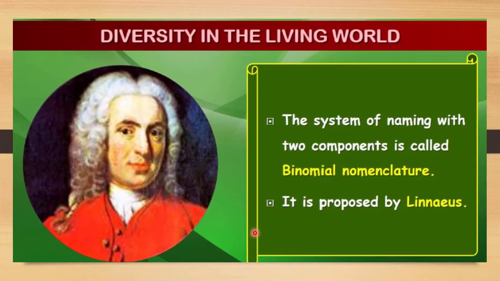The system of naming with two components, as I told you, Apis indica. So two components are there. If I'm talking about mango, this is Mangifera indica. So that also has two components, two words. So what are these two names indicating? Let me discuss that. The system of naming with two components is called binomial nomenclature. Such a two-word name is called binomial nomenclature, and it was proposed firstly by Linnaeus. Linnaeus is also considered the father of nomenclature, because this binomial nomenclature system is accepted worldwide, and that's why Linnaeus is considered the father of nomenclature.